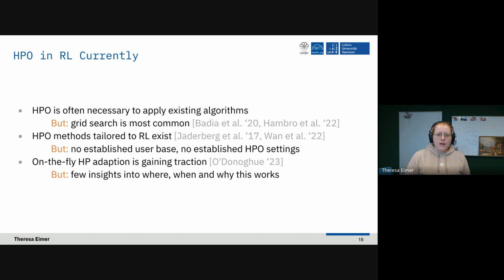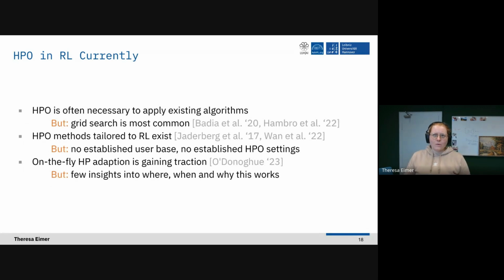There are quite a few of them, and I think the first one that specifically targeted RL might have been the population-based training paper, the original one. I think that's the first one that was really saying, okay, we focus on RL. But I think it's fair to say that there's no established user base here. You see some of them mentioned sometimes, not very often. I'm going to talk about why in 2 slides.